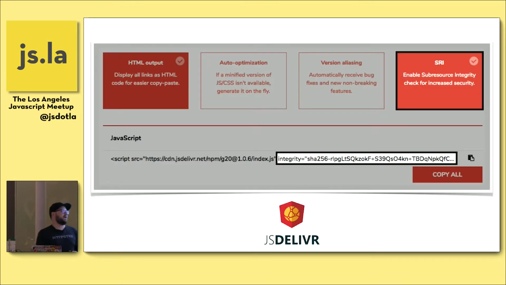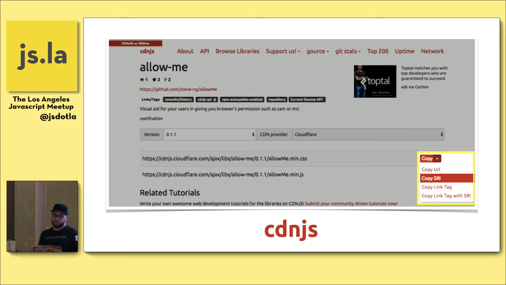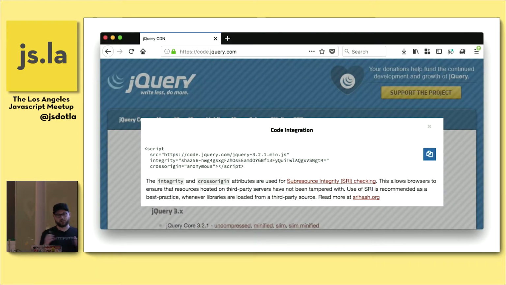If you use public CDNs like JS.la, they have an option for generating a SHA-256. Same with CDN.js, as well as jQuery. Actually, this was fun. I got to work with the jQuery team on this. Every link on code.jquery.com opens up in this beautiful modal the code that you need to copy, as well as a description of what the cross-origin and integrity attributes are. Isn't that sweet?